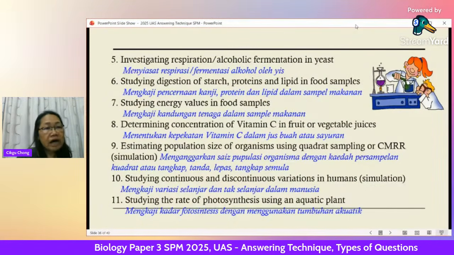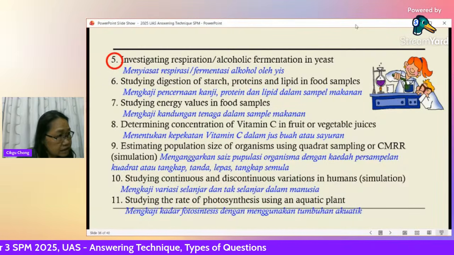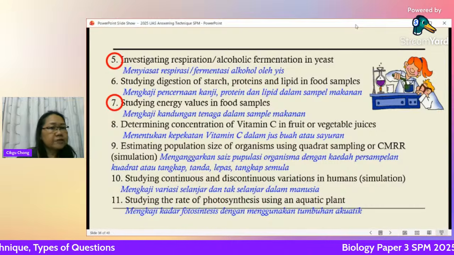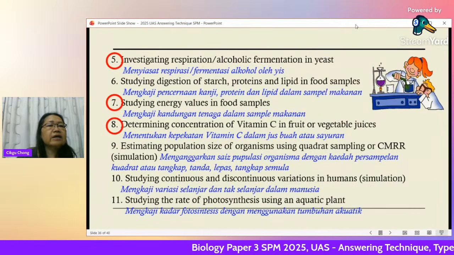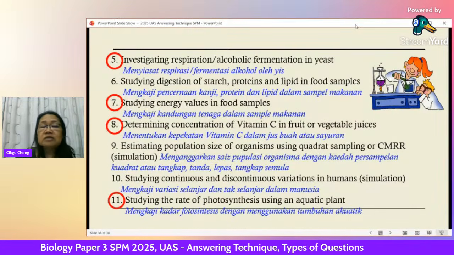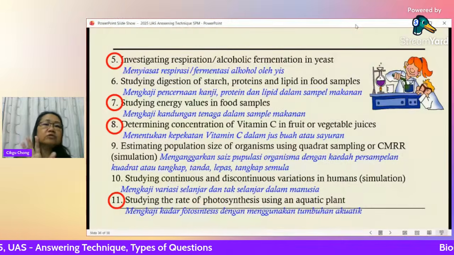Let me tell you what has come out before. This one came out 2022, this one came out 2023, this one came out 2021, this one came out 2024. So now, those that have already come out, I would say are highly unlikely to come out again.